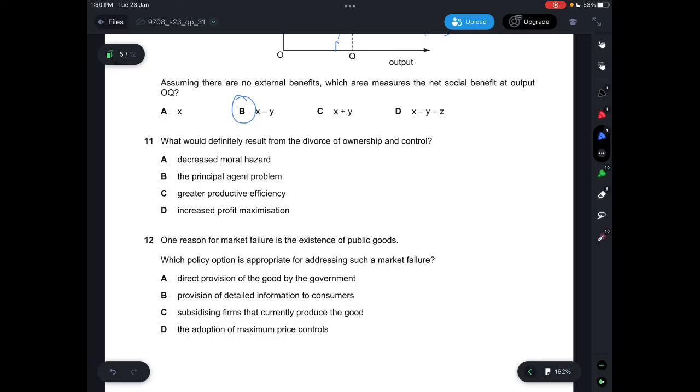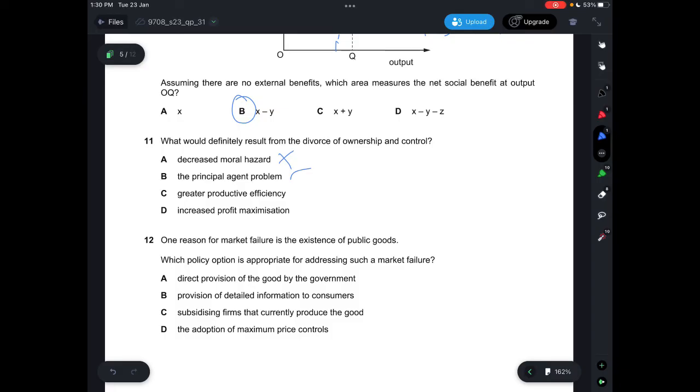basically managers, right, they have their own objectives, maybe to earn more money. Maybe shareholders wanted to control everything, including safety, company terms of service, company rule or code of conduct. So to say that there's decreased moral hazard is not exactly the answer. B says the principal agent problem. Yes, that will happen because, like what I mentioned, managers and shareholders have different objectives.